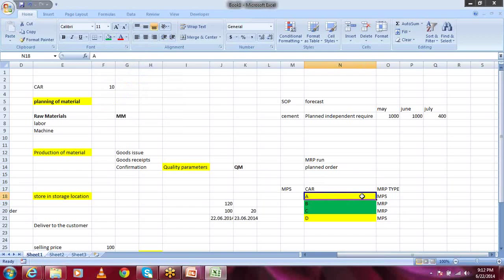These are the different scenarios in PP, and there is another scenario, Kanban. Kanban is another scenario you can use in the PP module, which works on the just-in-time principle. There will be a Kanban board, and it is mainly for material backflush. We can discuss Kanban also.